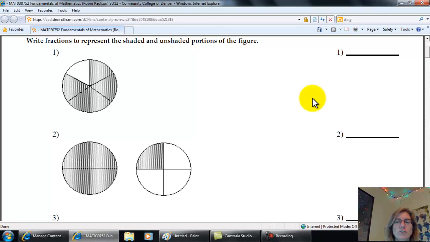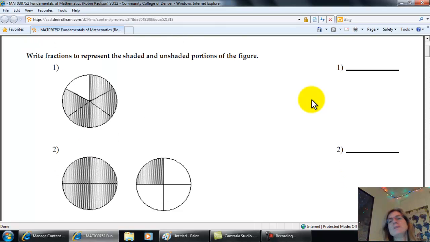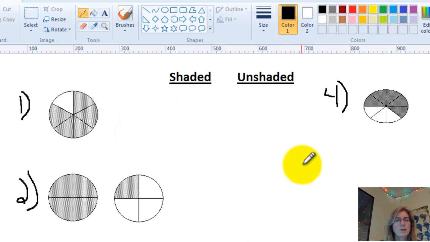Alright, we're going to start with questions 1 through 4. And these are making fractions from these illustrations. And this is important. Write fractions to represent the shaded and unshaded portions of the figure. So we're going to make fractions that represent the shaded portions of this figure and the unshaded portion. So it'll be 2 fractions. Alright, so we'll go to here.